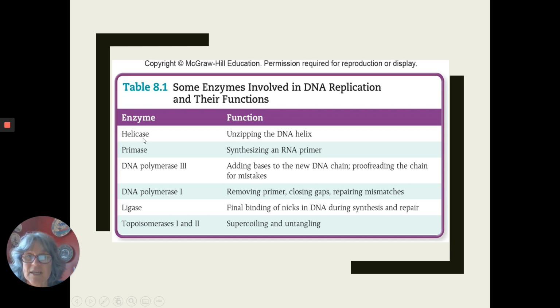The next enzyme that comes in is helicase, and that's going to unzip and unwind the cord. So it unwinds the helix, so I do have my ladder, and then it unzips by clipping those hydrogen bonds between the 2 nitrogenous bases.